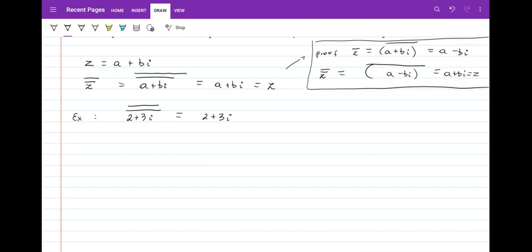Another theorem: the conjugate of the sum of two complex numbers equals the sum of their conjugates. So the conjugate of the sum of two complex numbers equals the sum of their conjugates.